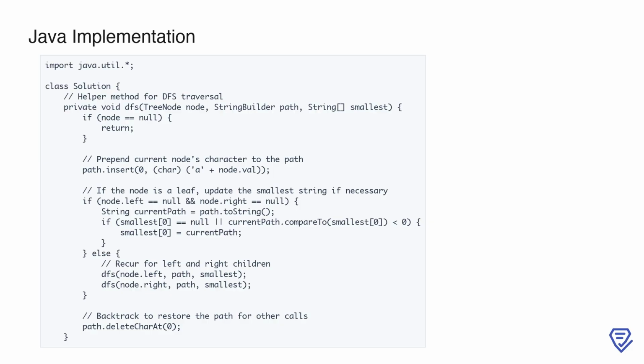Now, if the current node is a leaf, meaning both its left and right children are null, we convert the path to a string and compare it to the smallest string recorded so far. If it's smaller or if no smallest string has been recorded yet, we update the smallest array with the current path. For non-leaf nodes, we recursively call the DFS method for both the left and right subtrees. Finally, the method includes a backtracking step where we remove the character we just added to the path. This ensures that the path remains accurate for other recursive calls higher up in the tree.